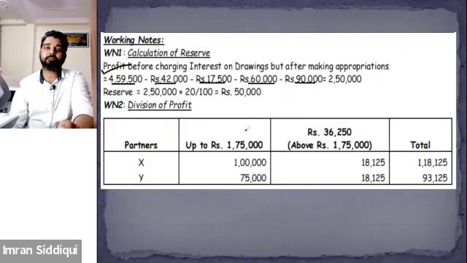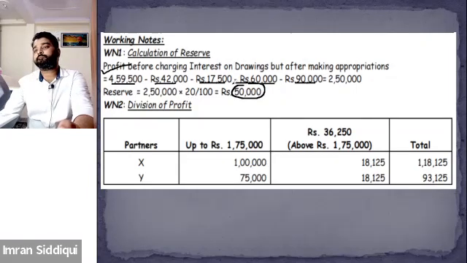So see, after subtracting all the expenses, we will get a profit of 2,50,000. And on this 2,50,000, we will simply make a 20% reserve, that will be 50,000. Tell me everyone, is this clear or not?